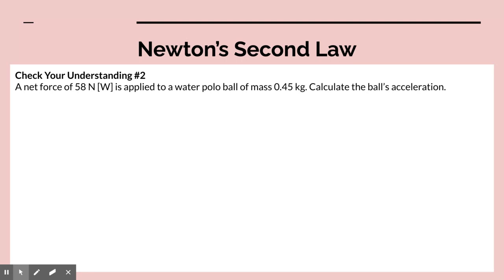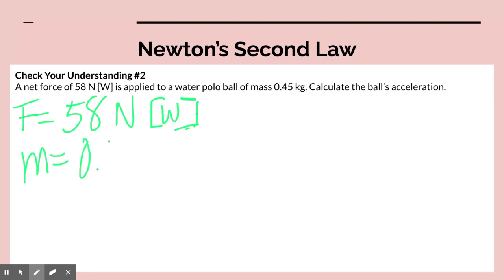So let's take a look here. 58 newtons to the west is applied to a water polo ball with a mass of 0.45 kilograms. So let's write what we know and what we don't know. We know we have force here, and force is equal to 58 newtons, specifically to the west. And we have a mass of 0.45 kilograms. Calculate the ball's acceleration. So we do not know acceleration.